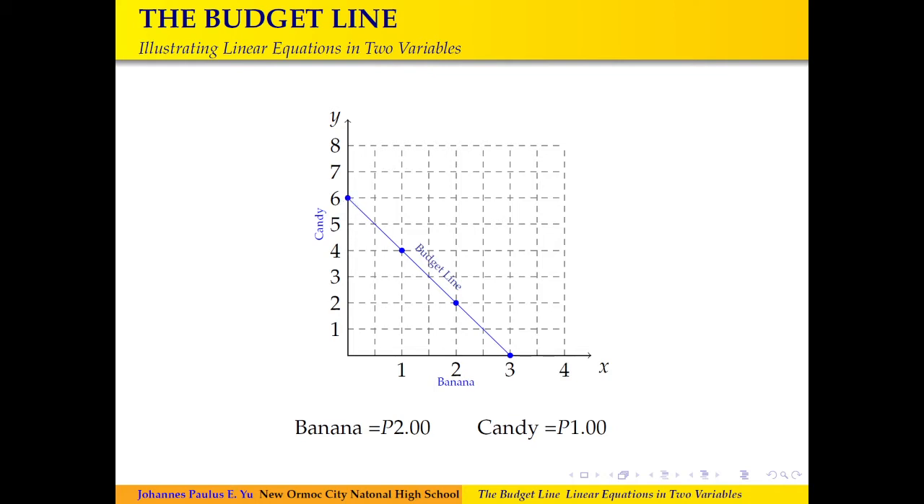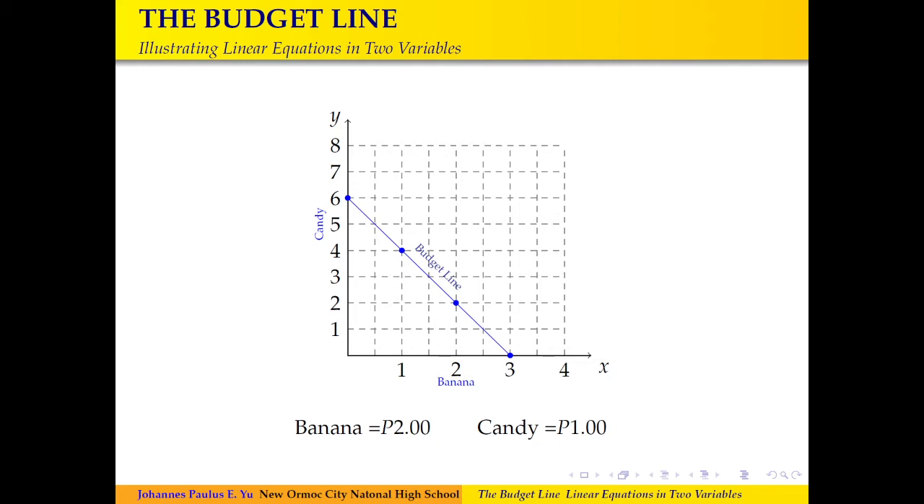From there we can see his income based on the prices. Candy is 1 peso times 6 candies, that is 6 pesos. On the other hand, at the other extreme, 3 bananas times 2 is also 6 pesos. Therefore, based on this, we can see that the income of the student is actually 6 pesos.